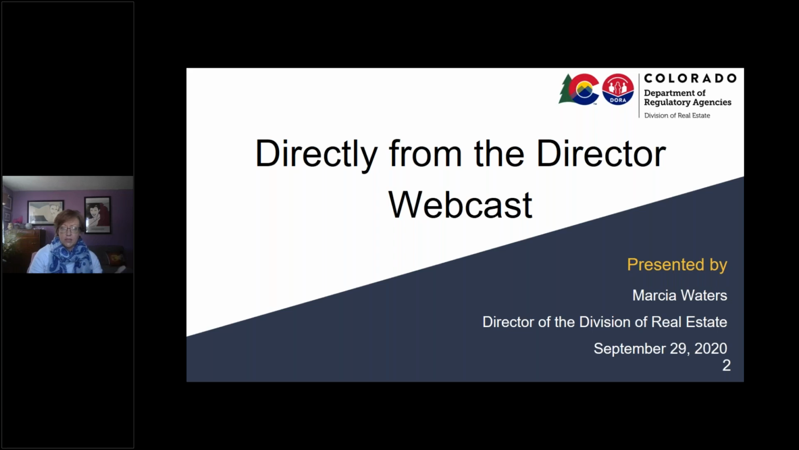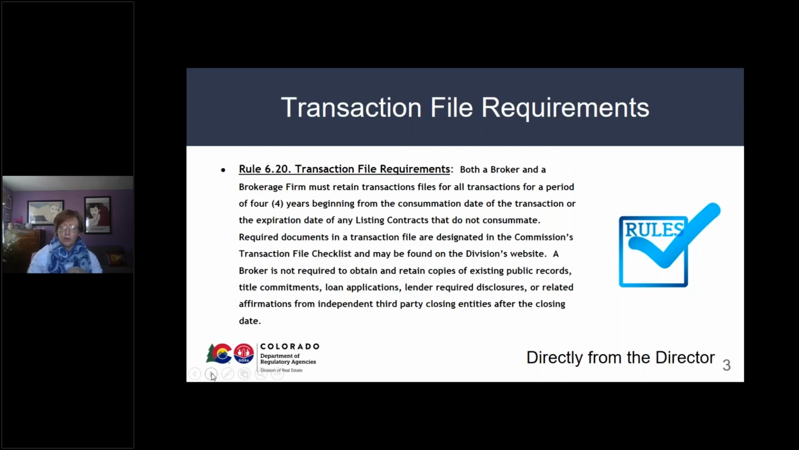So with transaction file requirements, the important thing that you need to keep in mind is the individual broker and the brokerage firm each need to retain their transaction files for a period of 4 years. If you decide to retain them longer, that's up to you, but our requirement is 4 years. You can maintain them in hard copy format or electronic. If you maintain them electronically, you just need to keep them in a way that if the division needs to access them, we are able to access them.